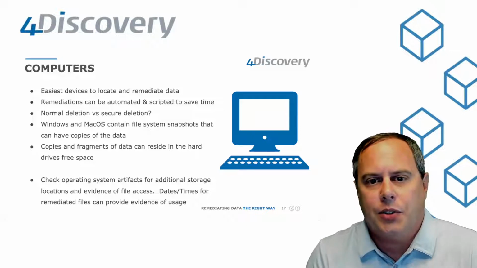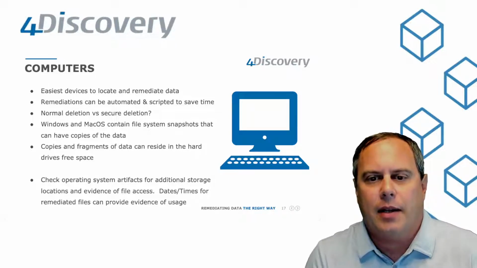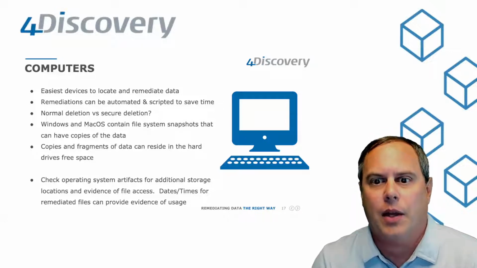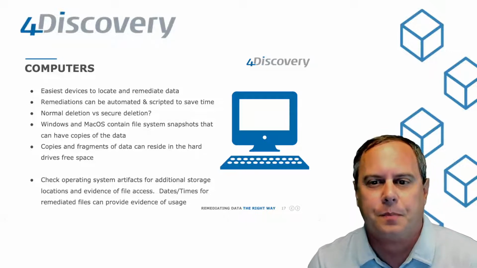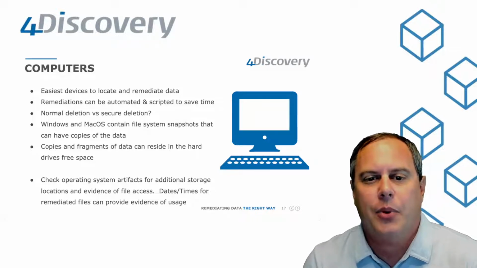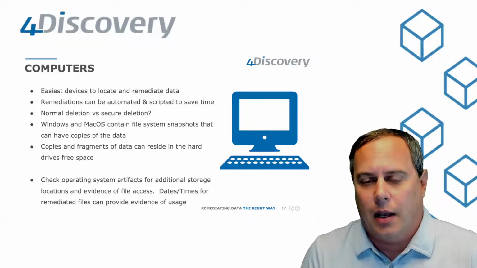You also have situations where, even if I securely delete a document and get rid of snapshots, there may be a fragment of that document or a copy of that document that can reside in the hard drive's free space. So do we need to basically zero out that hard drive free space as well? And when you're looking at computers, you kind of want to also check operating system artifacts for additional storage locations or evidence of file access.